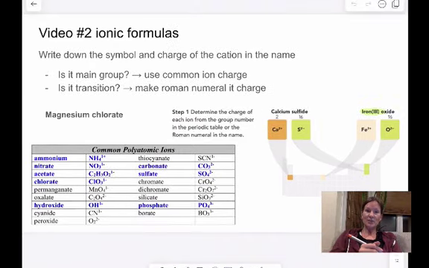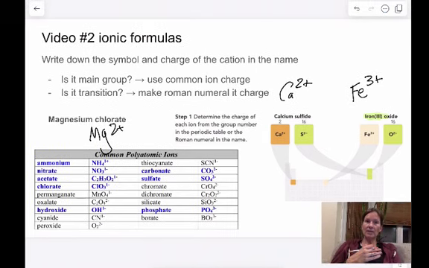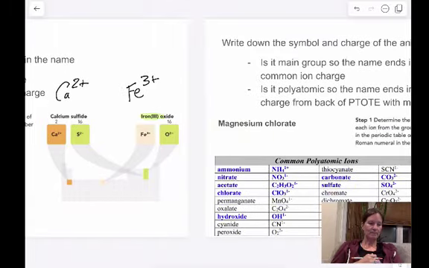Since it's a transition metal, we have a Roman numeral to tell us that iron's charge is 3. So the cation is iron plus 3. When it's calcium instead, that's one of our main group elements. Calcium's in column 2, which means calcium always has a plus 2 charge because column 2 always has a plus 2 charge. Magnesium, similar to calcium, is in column 2, so it will always have a plus 2 charge. So step 1, write down the symbol and the charge.